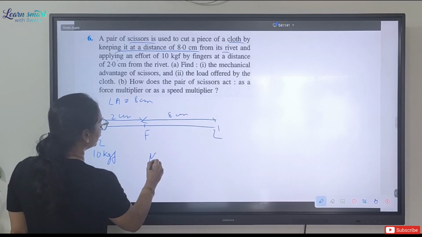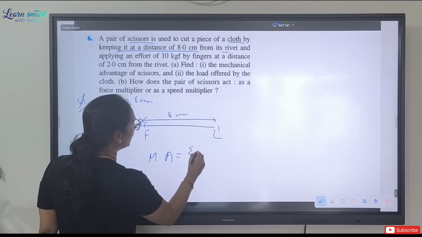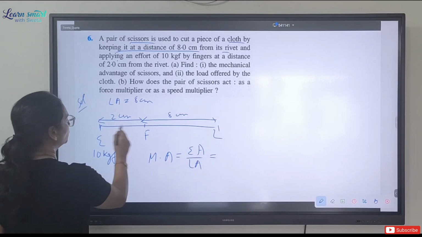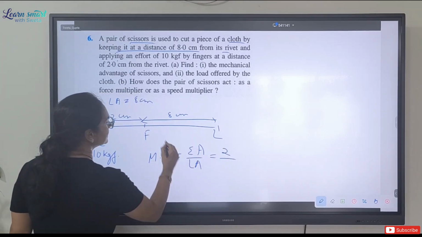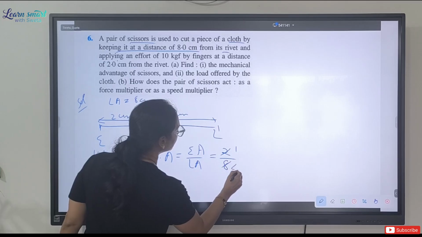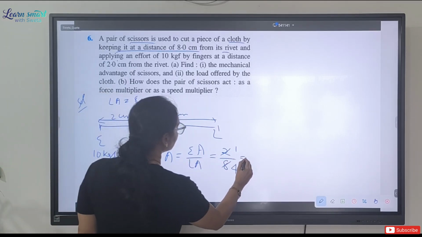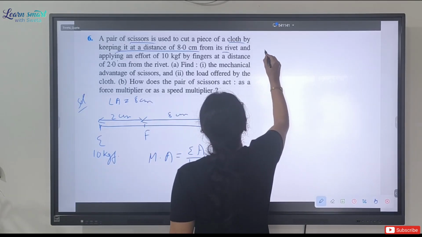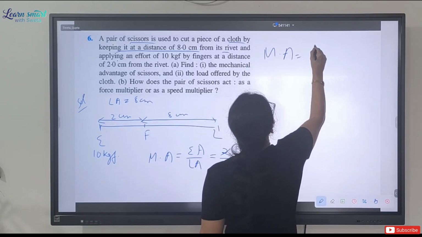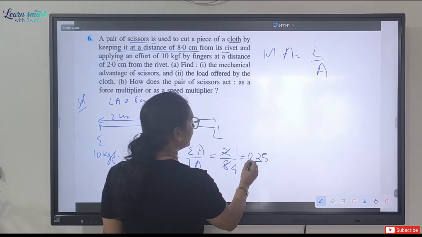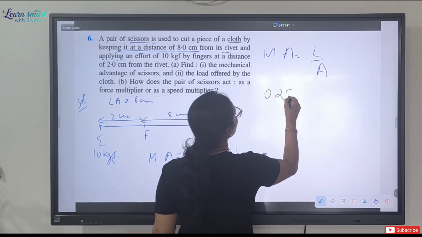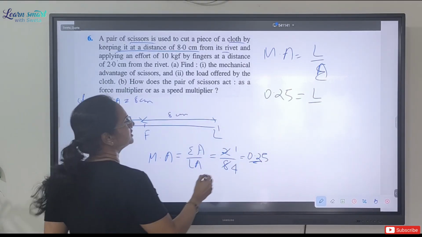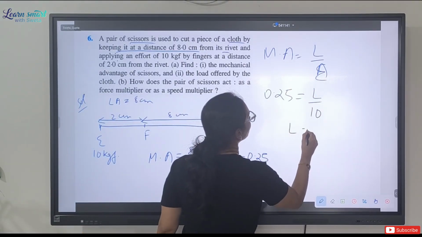So mechanical advantage is equal to length of effort arm upon length of load arm. Effort arm is 2 and load arm is 8. So 2 upon 8, so we will get 0.25. Now mechanical advantage is equal to load by effort. We already got it as 0.25. So 0.25 is equal to load by effort, and effort is 10 kgf. So 10. So how much will the load be?